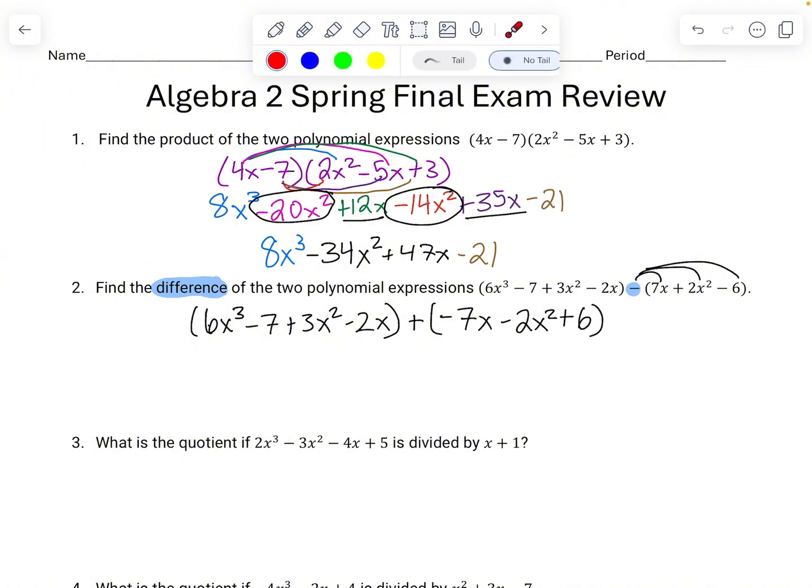Okay, so the most important step with subtraction here is distributing that negative onto all of those polynomials and making sure all of those signs flip.